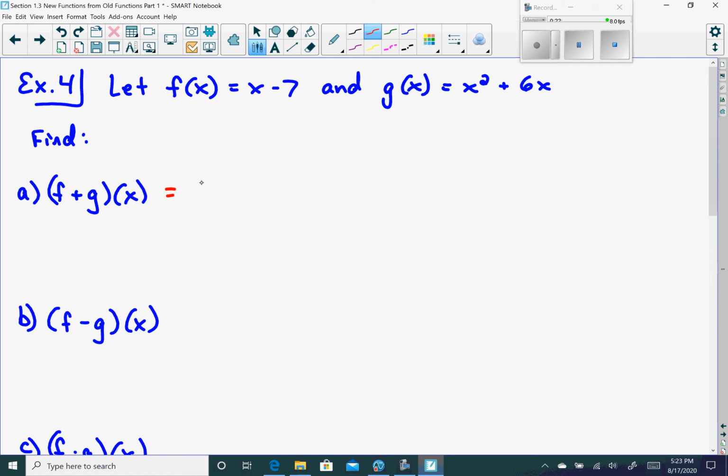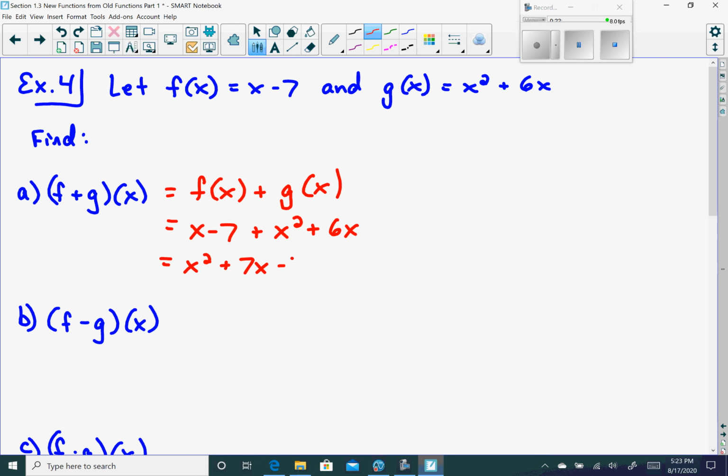So if we're just adding these together, just f of x plus g of x, this just becomes x minus 7. Since I'm adding, I don't need to worry about changing signs, so then I get plus x squared plus 6x. Now all I can do is combine like terms, so I just get x squared, x plus 6x will give me 7x minus 7. So nothing to really watch out for there.